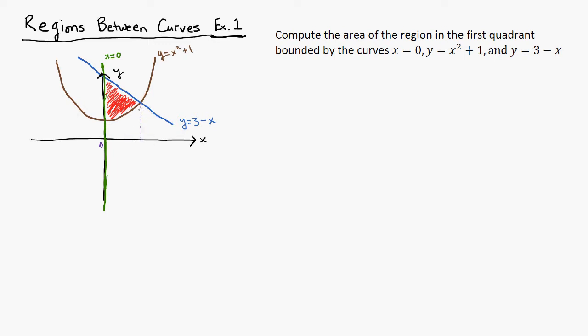We see that the right endpoint is the point of intersection of the two curves. So to find the x value, what we do is we set these two equations equal to each other and then solve for x.